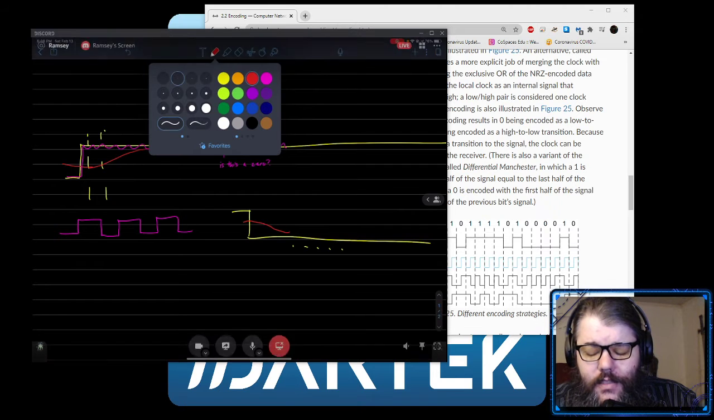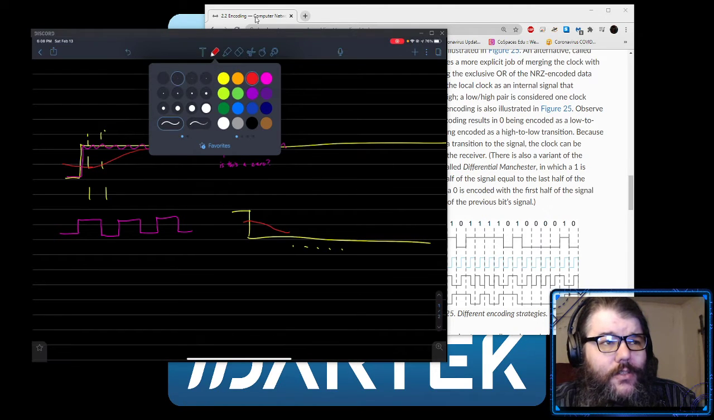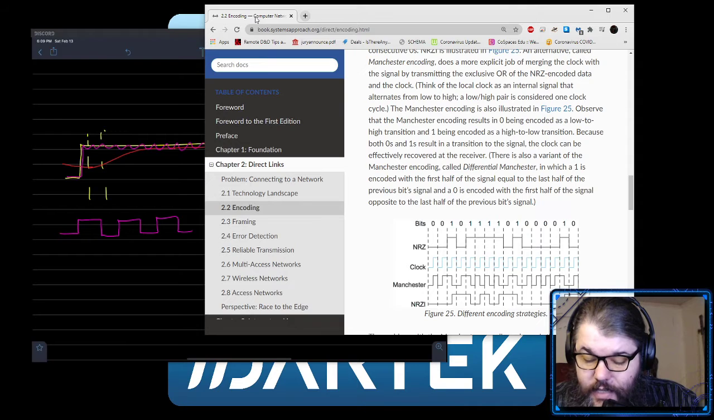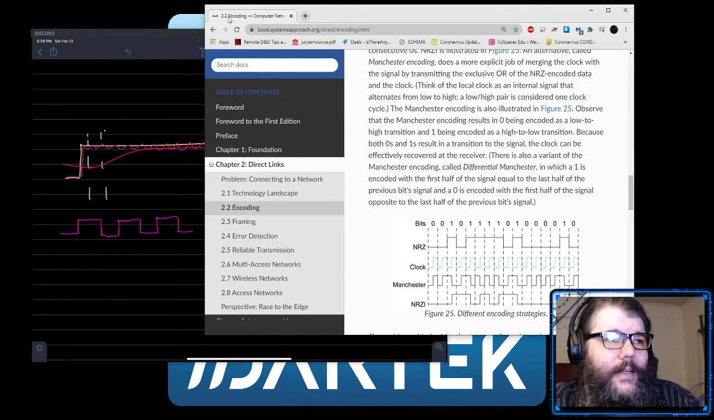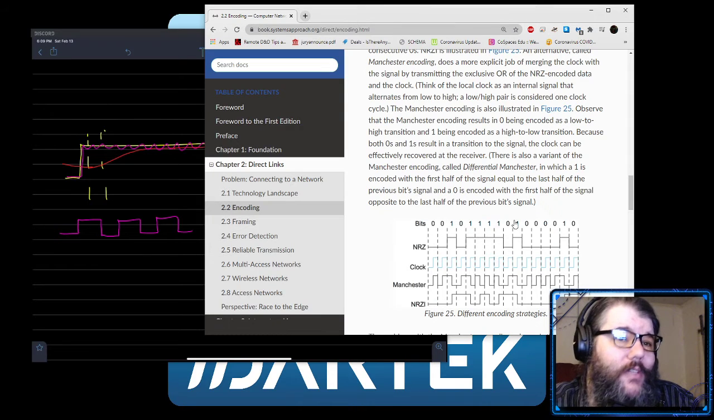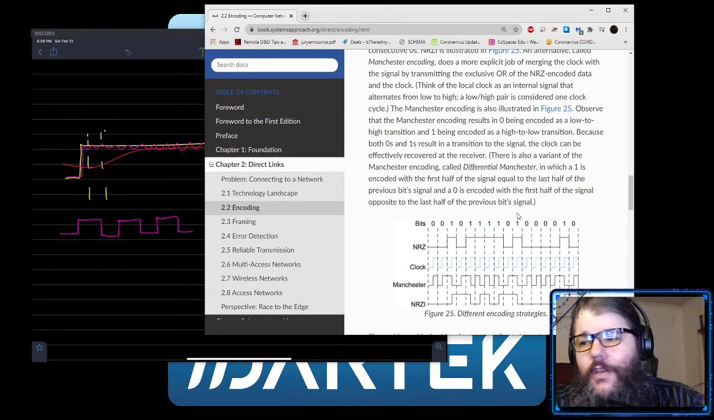Long streams of zeros do occur in data, and sometimes those are compressed, and so that doesn't happen as much. But this is still an issue that NRZI does not tackle. And so we want to do something different. There are a couple of different things that we can do.